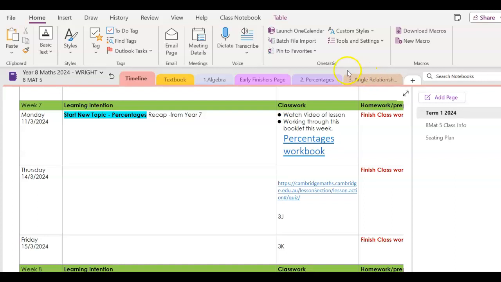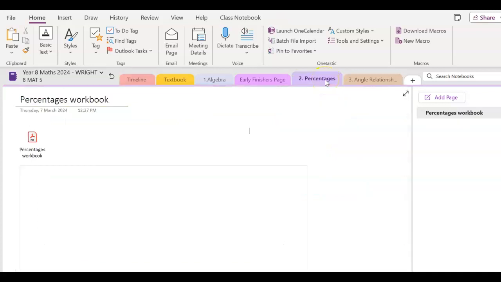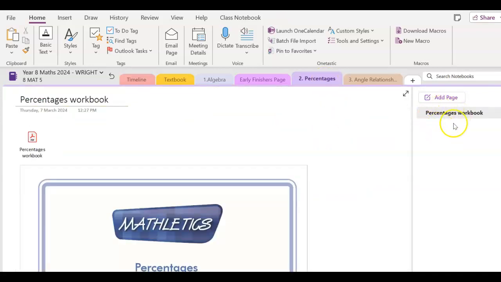So if you have a look at your OneNote, you'll find at the top there's 2 new tabs in there. There's the percentages tab that we're going to work through this week, and then next week we'll have a look at angle relationships. So today's work is going to relate to this little click here, which is a percentages workbook. So I'm going to click on that, and that's going to take us through to our percentages page, okay? And it'll take us through here to the workbook. And that's what we're going to work through today.